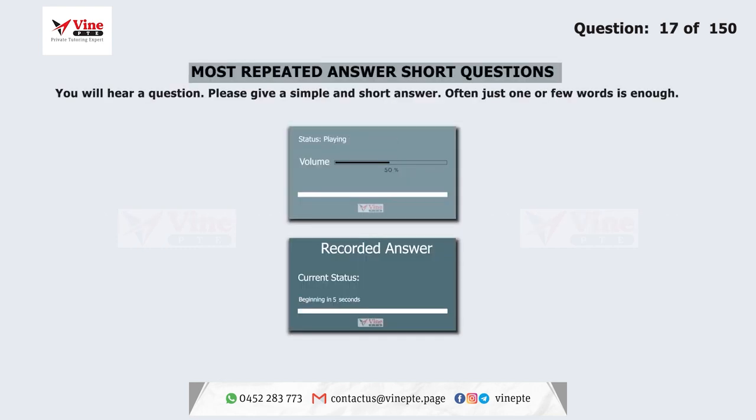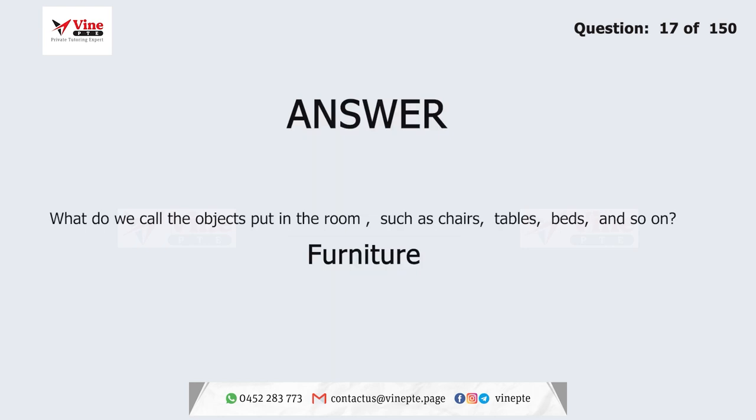What do we call the objects put in the room, such as chairs, tables, beds, and so on? Furniture.